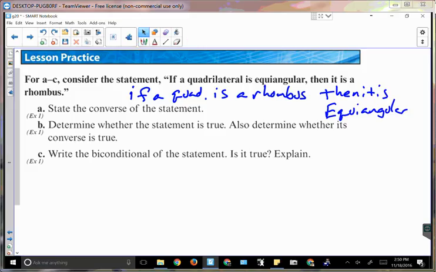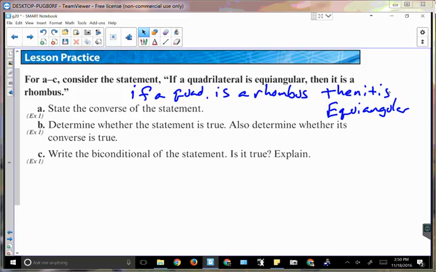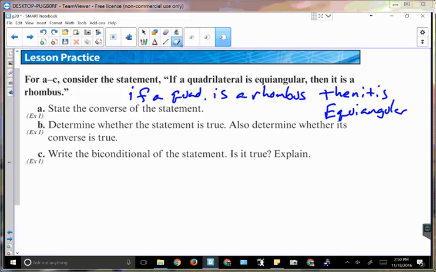Now, the question that we have to have here is, is this a true statement or is it a false statement? Okay. Well, first off, is the original statement true? Why? Could be a square. So a square is a rhombus because a rhombus is defined as something that has 4 sides that are exactly the same, correct?